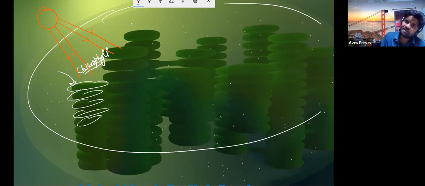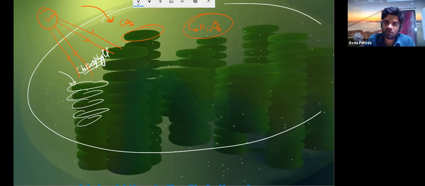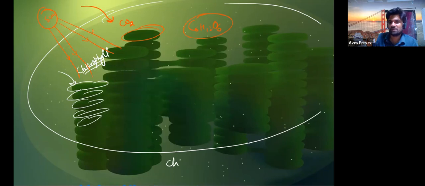And when the plants get carbon dioxide, with the help of the energy produced, the carbon dioxide is converted into glucose, C6H12O6. So what is happening here is that the sun, this cell organelle, which we call the chloroplast, does this. This is the chloroplast.